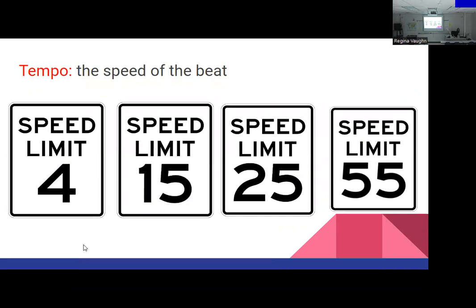Tempo is the speed of the beat. It can be fast, it can be slow. It can change. Now remember the beat. The beat is the beat. The beat is the tomato, right? The beat doesn't change. But the tempo of the beat can change. The meter can change. And sometimes within a movement or a piece of music, the tempo will speed up or slow down, depending on what the composer is trying to convey.